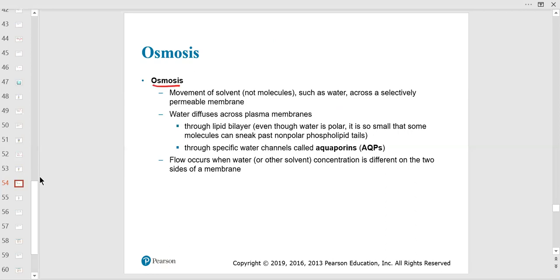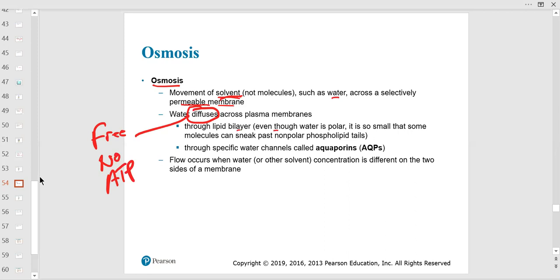Osmosis, okay, just very repetitive, I love this. It's movement of a solvent, really. Solvent is really the water, which is in abundance in the solution, across a permeable membrane. Diffusion, guess what? It's free, no ATP necessary, right? So through a lipid barrier, even though water is polar, it's unique.